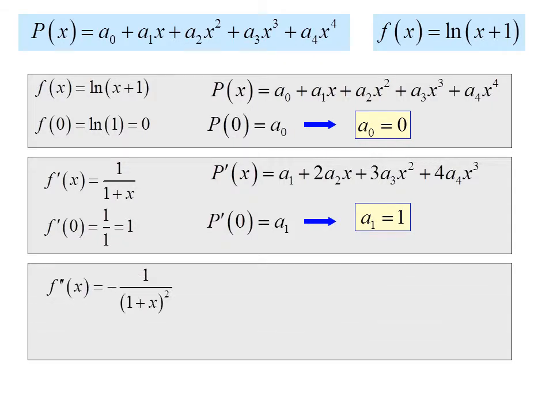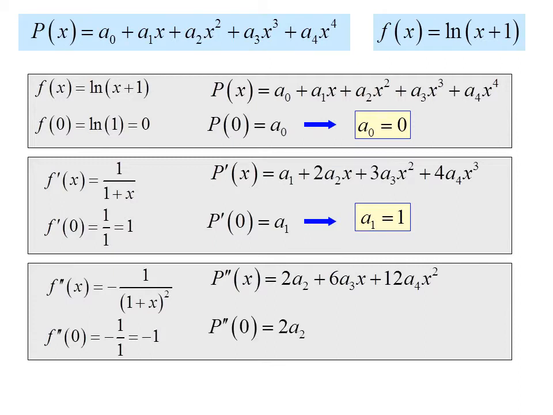The second derivative of f at x is negative 1 over (1 plus x) quantity squared. If we put in 0 for x, f double prime of 0 equals negative 1 over 1, or negative 1. Once again, we take the derivative of our previous series to get the second derivative. And if x equals 0, all the terms cancel out except the first one. So we get p double prime at 0 equals 2 a sub 2. Therefore, a sub 2 must be negative 1/2.